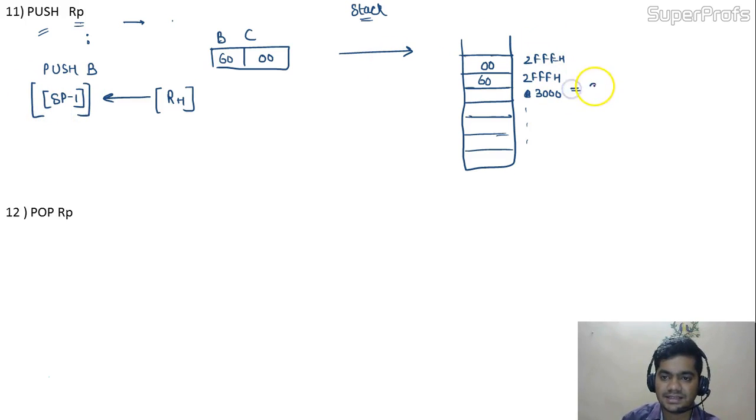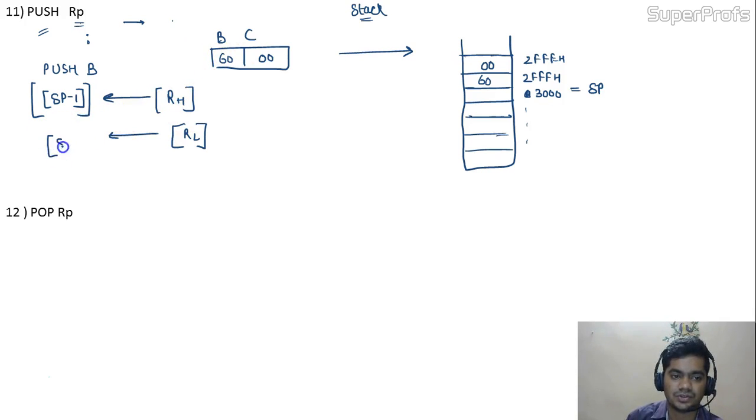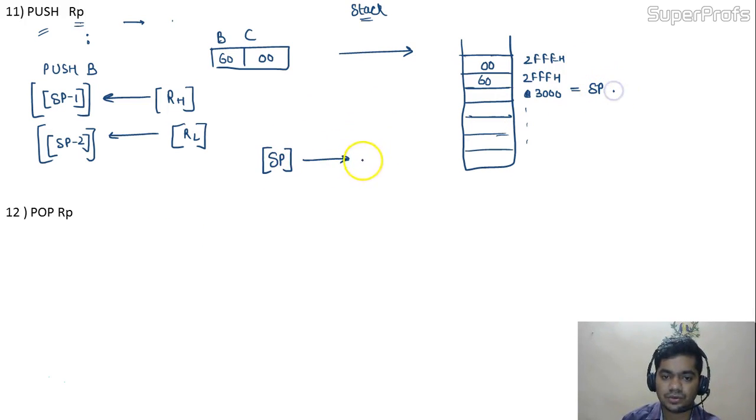So as SP is 3000, at SP minus 1, that is 2FFF, the content of RH would be stored, and the content of RL, that is the lower bit register, would be stored in the memory location SP minus 2. And the content of the stack pointer, which is pointing at the top of stack, would change from SP to SP minus 2. Okay, this is the push operation.